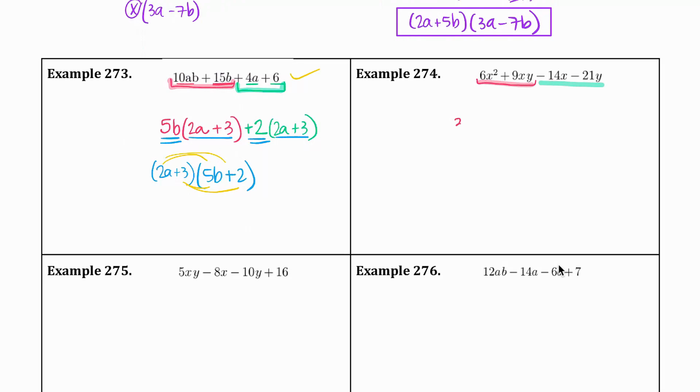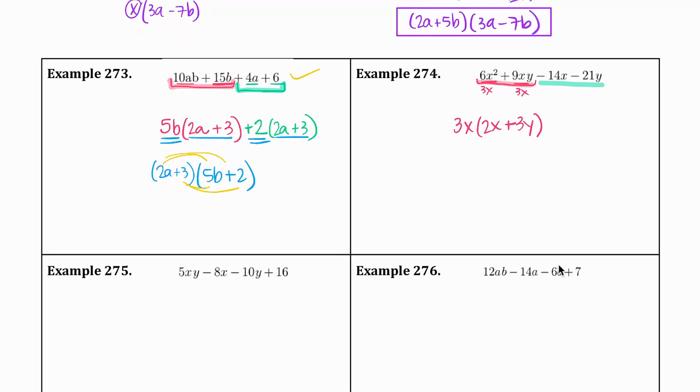Well, we can divide them both by 3. We can take out a 3. And they both have at least one x. We can't take out a y because that first one doesn't have a y. So if we divide each piece by 3x, and you can write that step, that division, or not, it's up to you, I end up with 2x plus 3y.